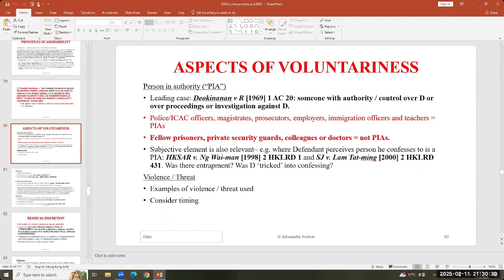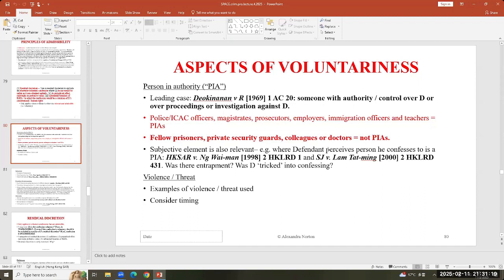In Lam Tat Ming, this was undercover ICAC officers that had mounted a sting operation. And they had an informant who basically arranged the meeting. They had a wire in his ear and they were feeding him questions to ask. So they played an active role in conducting this investigation. But nevertheless, the defendant did not perceive them to be people in authority, right? Because he didn't know what was going on. They were undercover. So the question of voluntariness there doesn't arise because there isn't this question of person in authority.